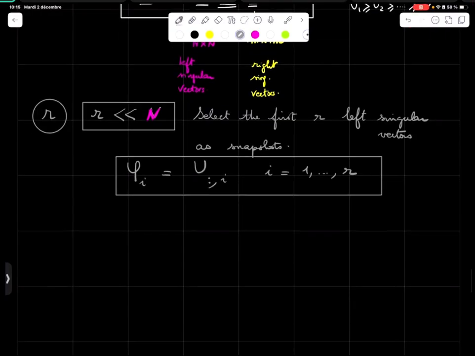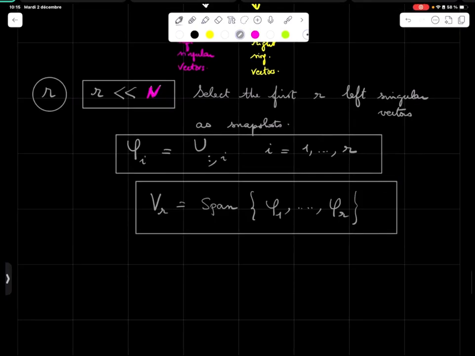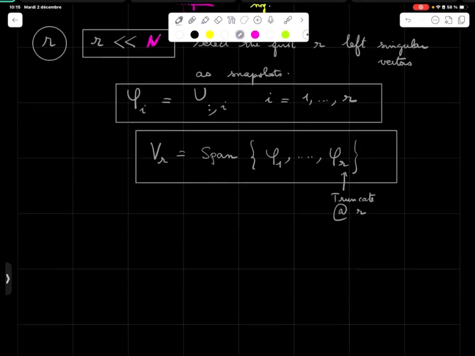Well, what is really cool is that, first of all, you can take V_r equals the span, so all the linear combinations of these phi_1 to phi_r, and that is a reduced space which contains the information you need. And what is cool is that depending on where you truncate, at r, and what we're going to see in 1 second, we know in advance what the error in the projection is. So let's first, before talking about the error, talk about what it actually means.